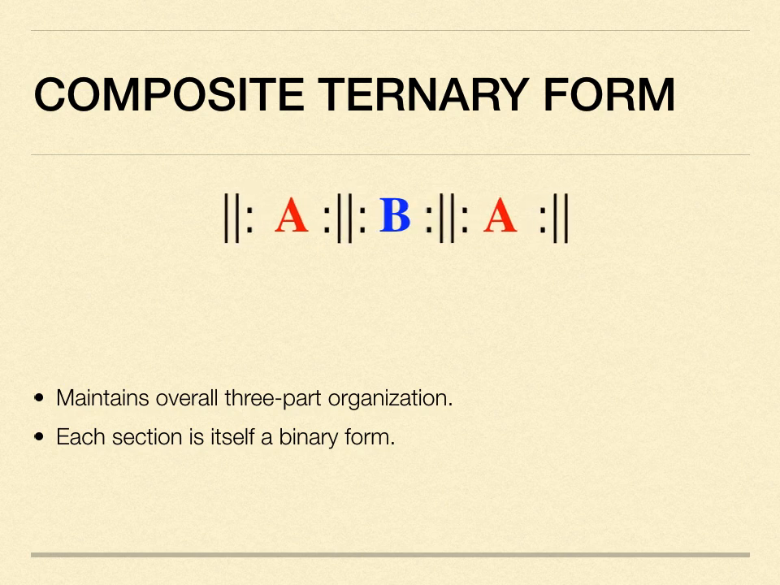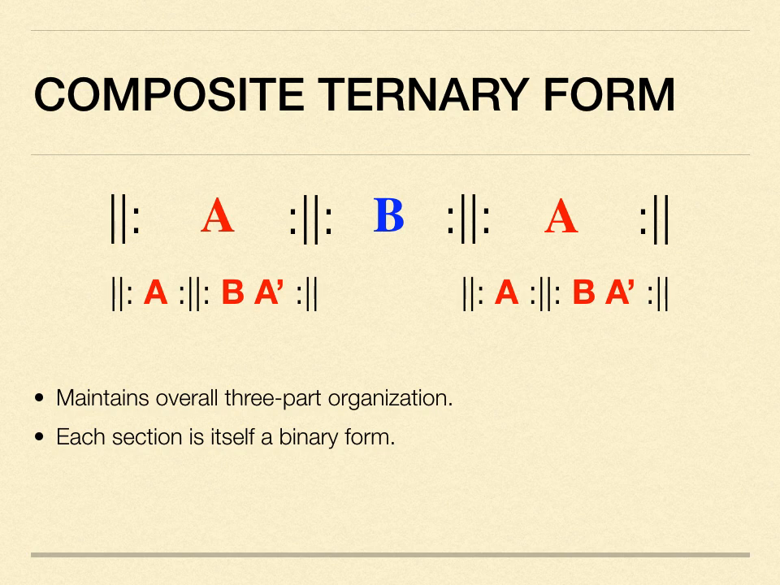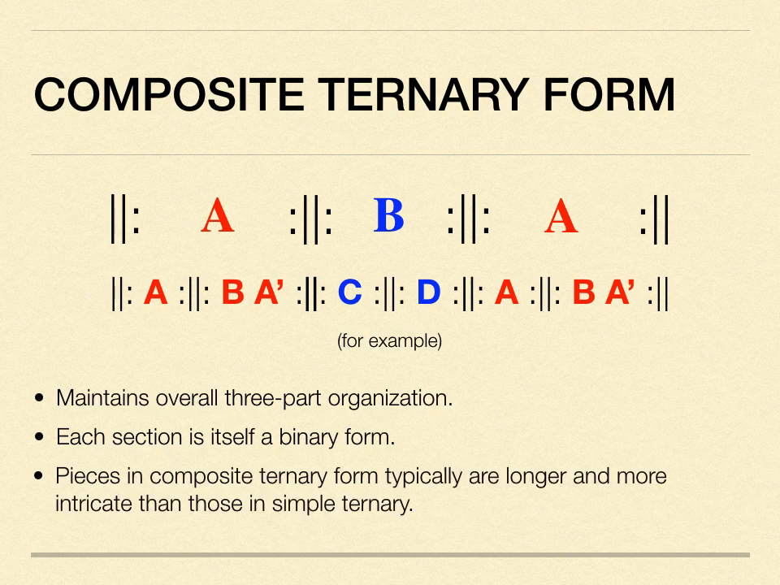For example, the overall A sections could themselves be in rounded binary form, and the B section could be a simple binary form, for example. If this looks considerably more intricate than simple ternary, you're onto something. Movements and pieces in composite ternary form are usually longer and more complex than those of simple ternary organization.